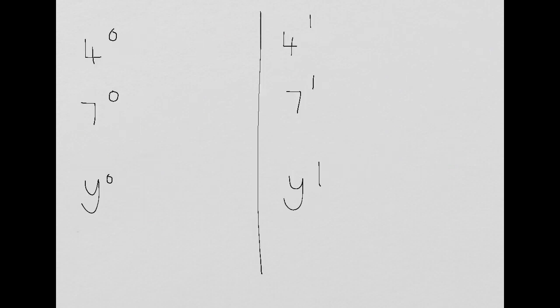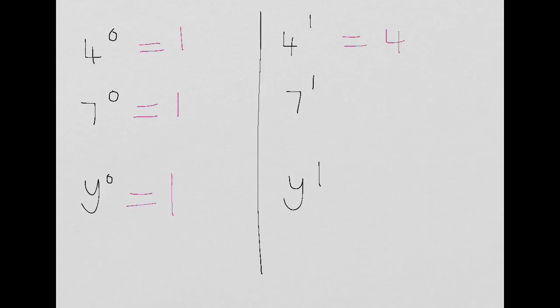Other things to recap, anything to power 0 is 1. So 4 to the power 0, that's 1. 7 to the power 0, that's 1. Y to the power 0, that is 1. What about to the power 1? Well, 4 to the power 1 is 4.